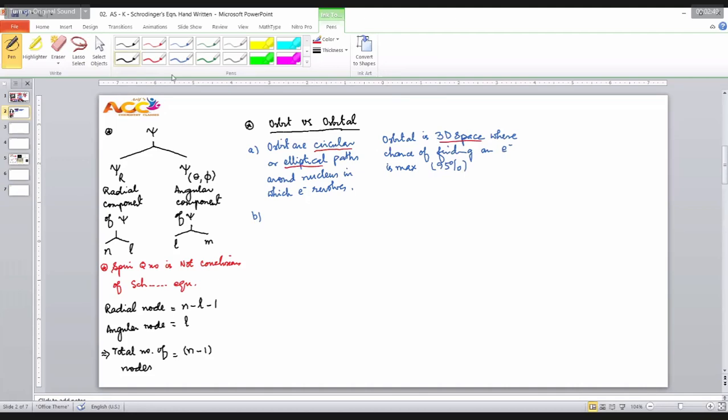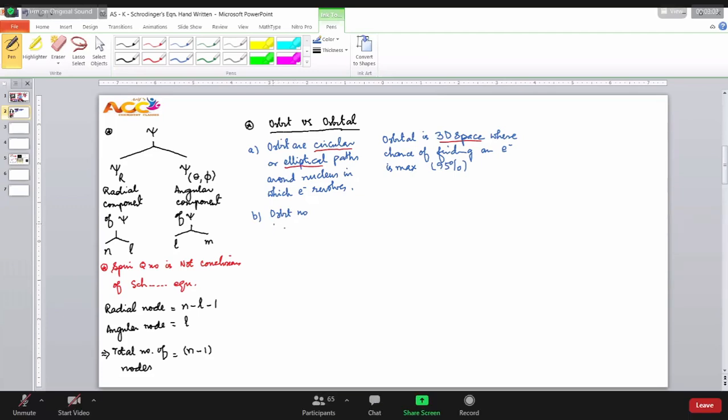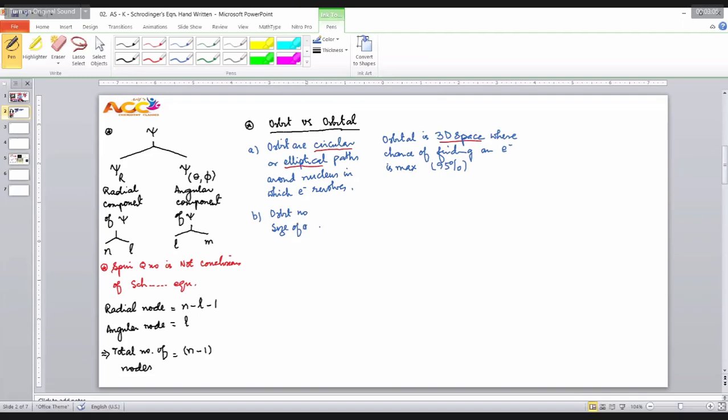Next. Suppose, for example, you want to know the orbit number in which the electron is revolving, you want to know the size of the orbit, the radius of the orbit, you want to know the energy of the orbit. For all this purpose, we require one quantum number. What is that? Principal quantum number. The number of orbits in an atom, size of the orbit, and energy of the orbit is given by the principal quantum number.